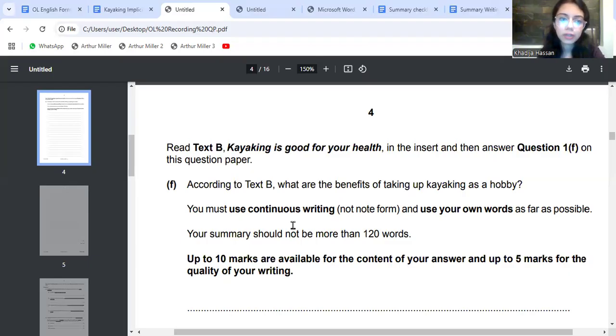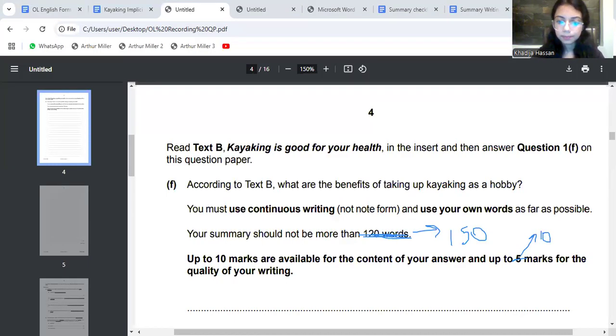And then your summary, for the O-level students, should not be more than 150 words. So this is not for you guys, just going to cross it out as well. This is not for you guys. For you guys, it's 150. All right. Up to 10 marks are available for the content of your answer. And again, for you guys, it's 10 marks for the quality of your writing. And it's a total 20-mark summary.